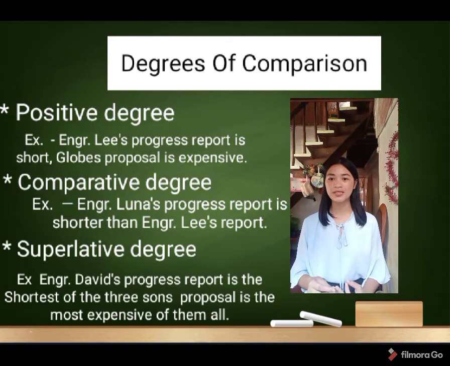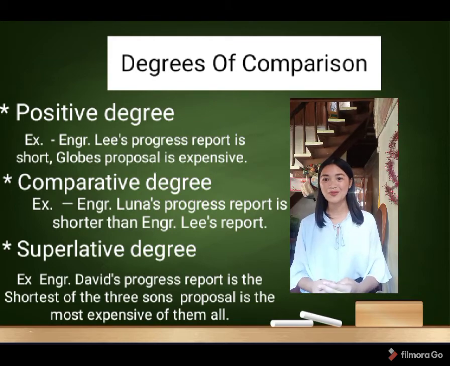For comparative degree, let's have the example. Engineer Luna's progress report is shorter than Engineer Lee's report. And lastly, for superlative degree, for example, Engineer David's progress report is the shortest of the three, and his proposal is the most expensive among them all. So those are the degrees of comparison.